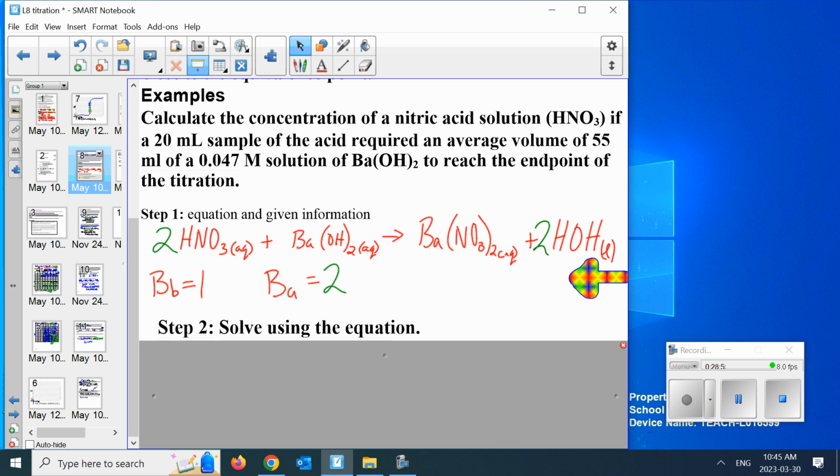20 mL sampling of the acid. Well, that's the volume of the acid. Average volume of 55 mL of the hydroxide. So 55 mL is the volume of the base. We have a concentration of the base. We need to find the concentration of the acid. So we're going to use that equation.